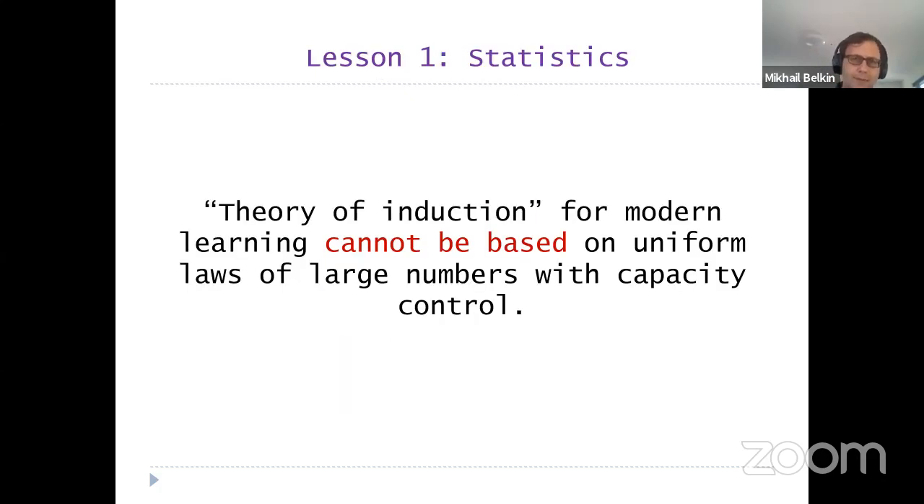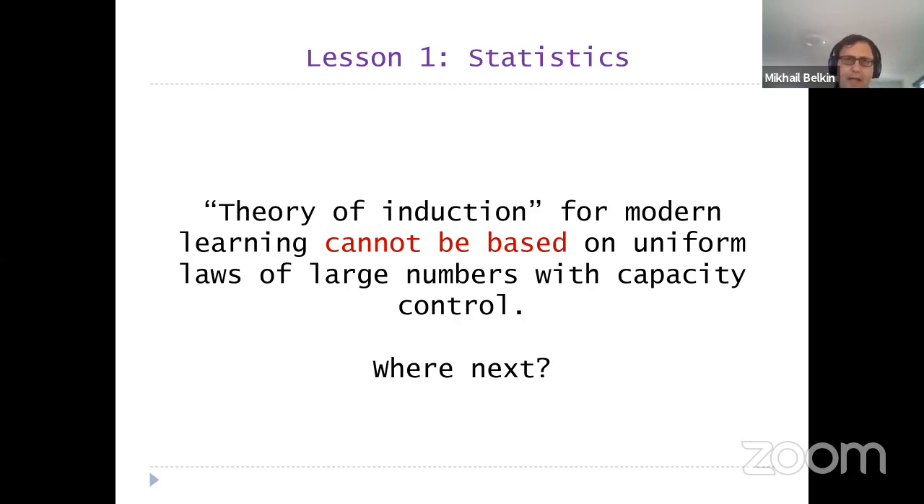Now, that may be the first lesson of deep learning. And it's a lesson of deep learning, but it doesn't just apply to deep learning. In fact, what I showed you was a kernel machine. It wasn't a deep learning method at all. But similar empirical observations, of course, hold for that. The theory of induction for learning cannot be based on uniform laws of large numbers and capacity control. We need a different paradigm. We need a different set of techniques. We don't have a complete theory for this yet, but we have at least some ideas of where it should go. So that's what I'm going to talk about next.